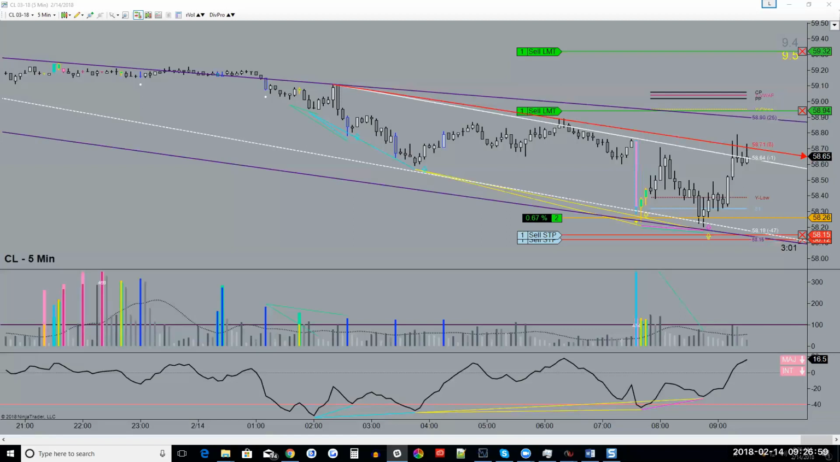I'm getting short out of confluence in CL, but obviously I'm not going to do anything right now. Here's my tick chart. I want to see what's going to happen here. I don't really have any high confidence in either direction right now, to be honest with you guys. I hate to say that, but I just don't.